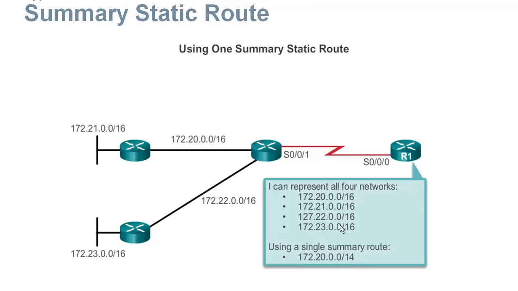So basically what you do is you take these numbers, 20, 21, 22, and 23, and you convert them into binary, and then you find out which numbers match. So in this case, all of these would have 172.20, and only the first 14 bits match of all four of these. So then you can have one route. Now we'll do this in class, so make sure you bring this up and have me do an example of some summary routes because that will be on the exam.